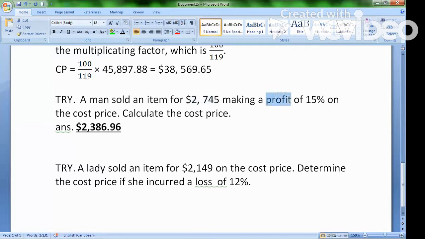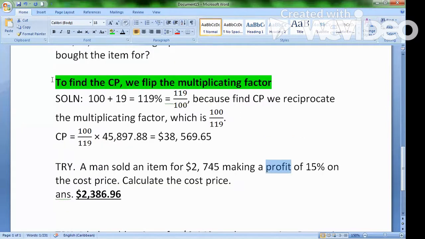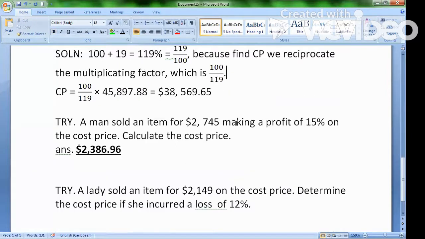Profit. Profit, because what I did was to put 15 over 100 times... No, look. Look what it says. To find what? To find the cost price. What do we do? We flip the multiplying factor. Oh, I didn't flip it. All right, so that's the problem.